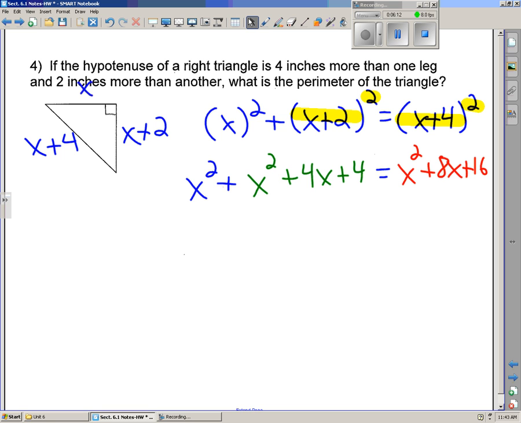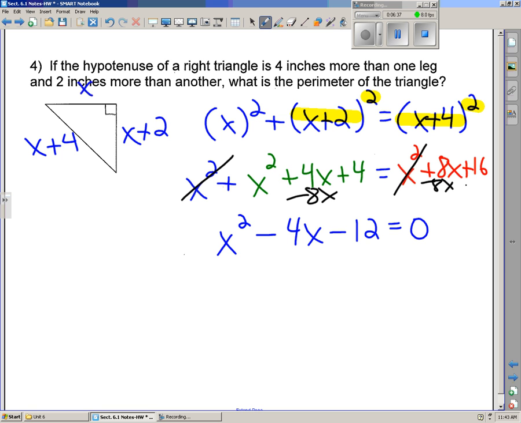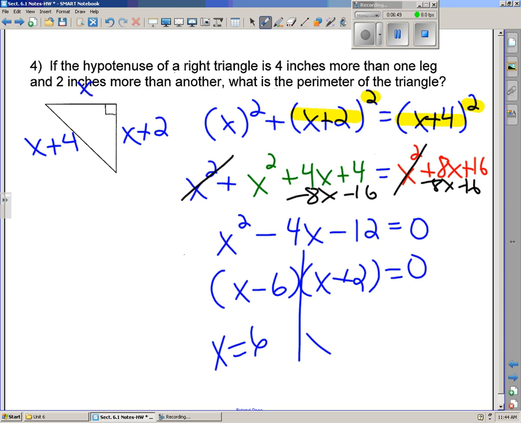Feel free to combine like terms on the left, or just realize that the x squared on either side of the equal symbol are going to cancel each other out. If I bring everything to the side where the x squared is, it becomes x squared minus 4x minus 12 equals 0. Remember, what you're doing is subtracting 8x and subtracting 16. You're going to factor this to be x minus 6, x plus 2. You're going to solve for x, and you're going to get x equals 6 and x equals negative 2.